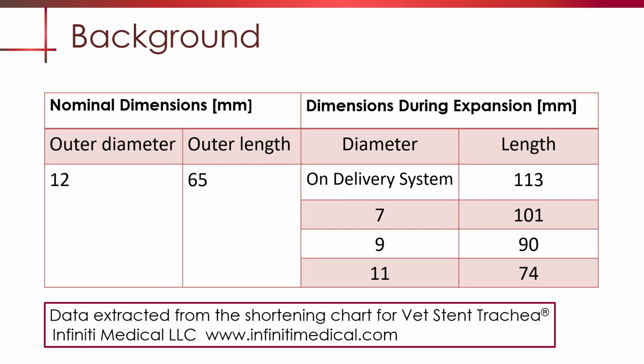The stent manufacturer supplies information regarding expected length when deployed for each specific stent. This slide shows the shortening information for one particular stent, a 12 by 65 millimeter device. If this opens to an average of 9 mm, the stent will be 90 mm long. However, if it opens to 11 mm, it will be 74 mm long.